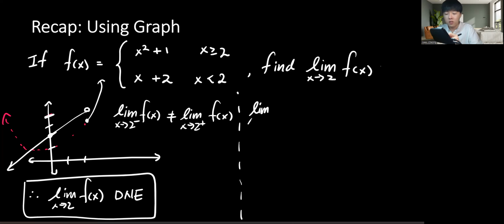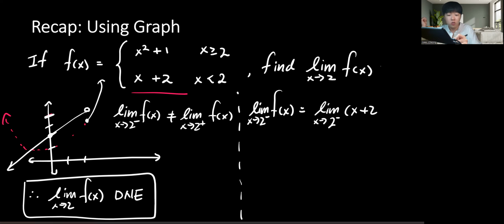So our left limit, if you think about it, we are approaching 2, right? Because we are approaching 2 from the left side, it should be the left portion of the graph, right? So our left limit should be evaluated using this one, x plus 2. Which means that as x is approaching 2 from the left, f(x) has to be x plus 2, because it's coming from the left, right? So the portion that we need is only this portion.